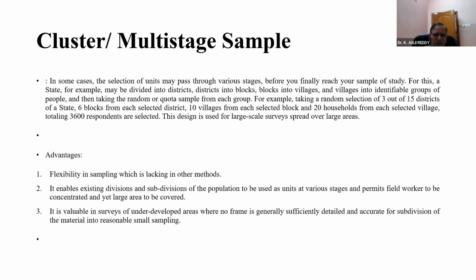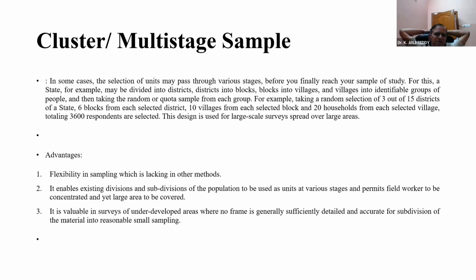But what is the problem? What are the difficulties? If units of various stages permit the field worker to concentrate on any area that is to be covered, they can. So that is an advantage. If you specifically want any area to be covered, you can make it covered. Or if you want to ignore it, you can ignore it. So that flexibility advantage is there in multi-stage sampling.